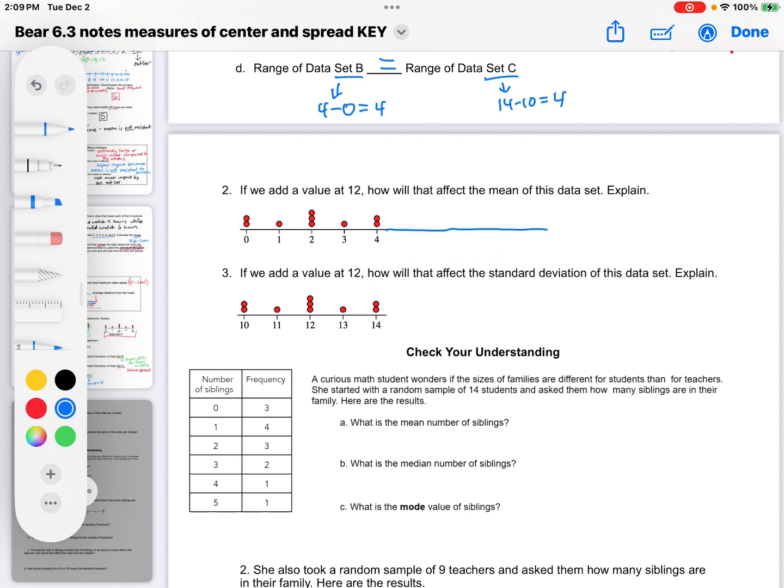Sorry. Anyway, we're trying to go out to 12 here, and we add a dot there. How will this affect the mean? Well, the mean rises, because we have a high outlier.